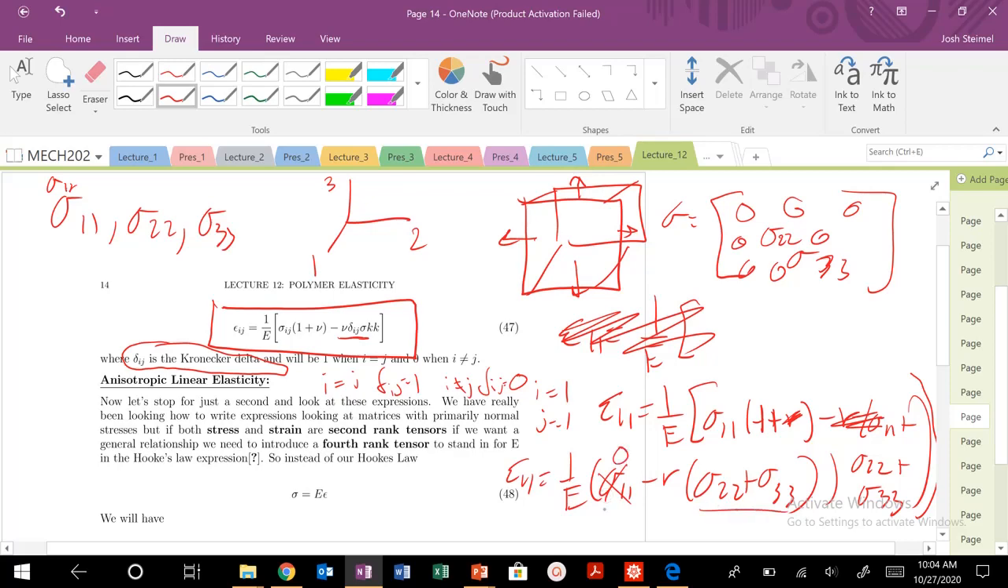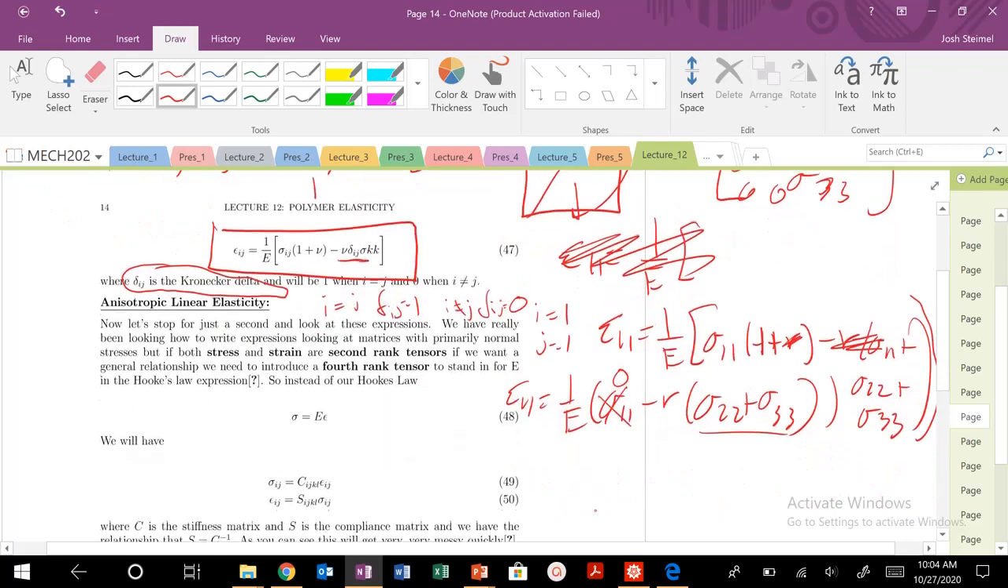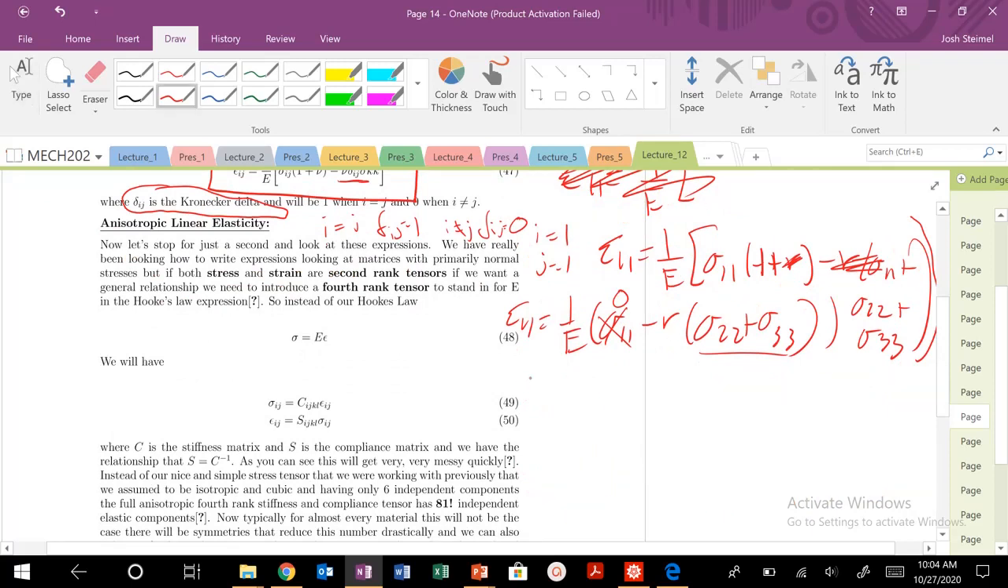So if I have those stresses, I can calculate my strain in the 1, 1. Let's go ahead and do the strain in the 2, 2. It's just going to be the same thing. So now I'm going to have 1 over E, sigma 2, 2 minus nu, I'm going to go quick here, sigma 3, 3. That's it. You could double check that math.